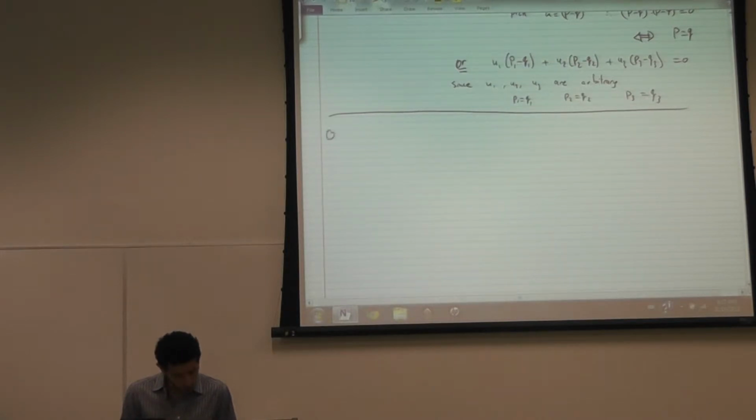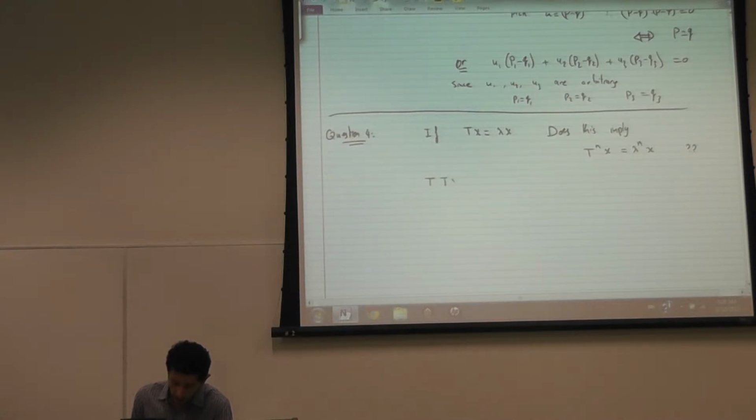So question 4. Question 4 states the following. If Tx equals lambda x, where x is a vector, T is a matrix, and lambda is a real number, does this imply T^n x equals lambda^n x? Is this true? Well, let's see for 2.